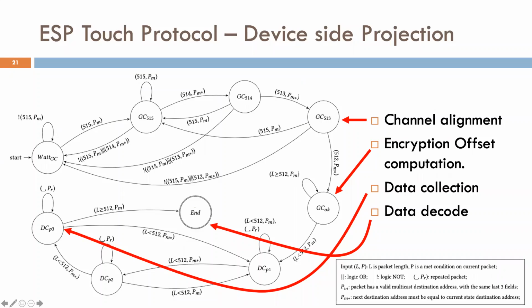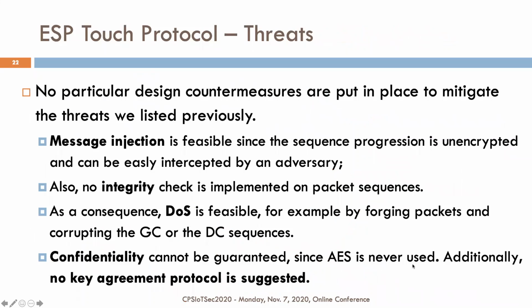The upper part is devoted to recognition of the guide code sequence, and in this state, the encryption offset can be computed, whereas the lower part is devoted to the data code collection. The structure could be adapted also for the analysis of other SmartConfig protocol implementations, although it would be necessary to modify the number of states and the evolution constraints. But at the end of our analysis, we noted that no particular design countermeasures were put in place to mitigate the threats we listed previously.